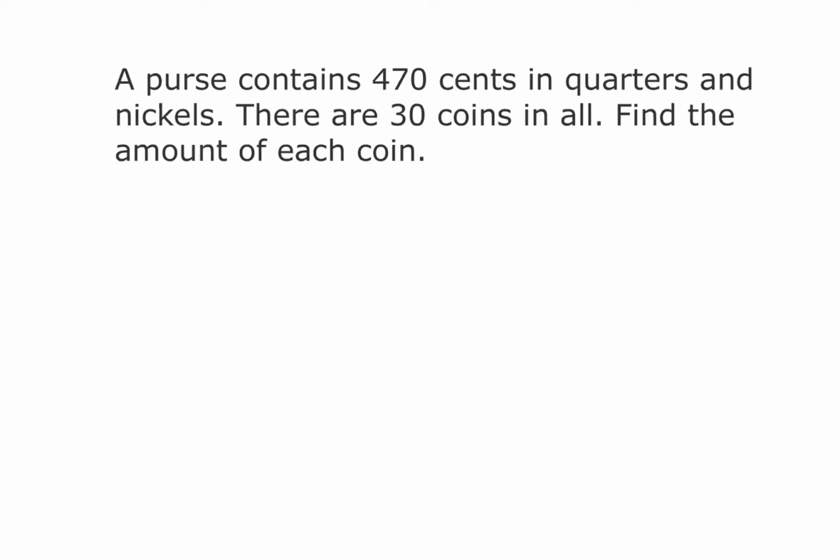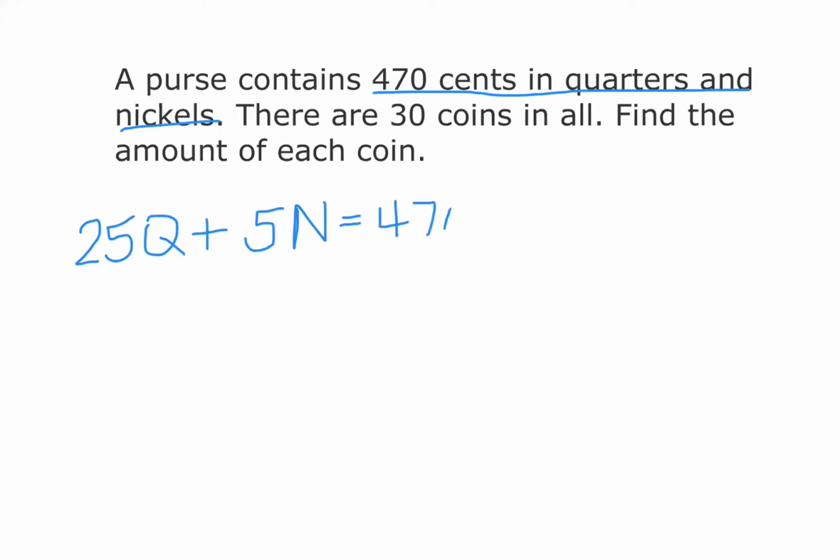So the first one says a purse contains 470 cents in quarters and nickels. So that means that the value of the quarters plus the value of the nickels equals 470. So it's 25 times the number of quarters plus 5 times the number of nickels. And this gives me 470 cents. Okay, that's it. Thank you. Okay, no problem. You're okay with the second equation? Yeah, I think I got it.